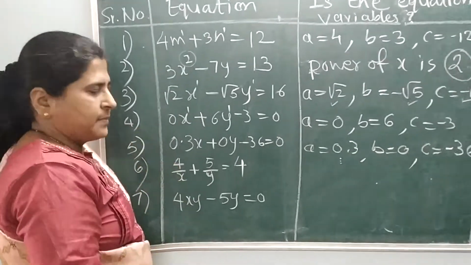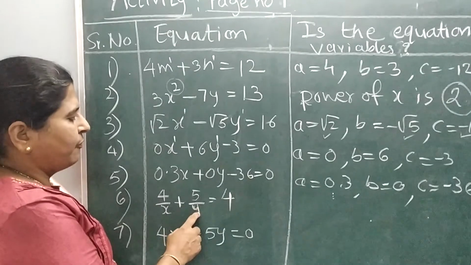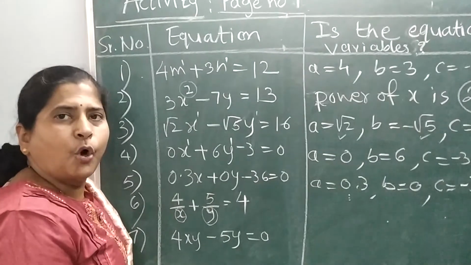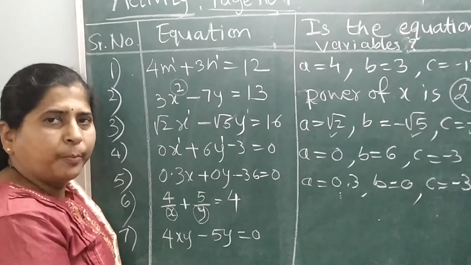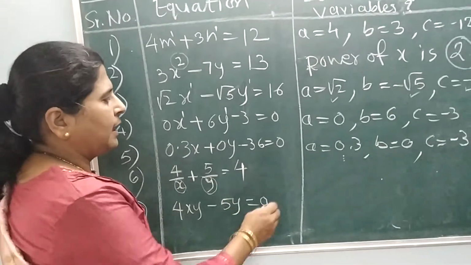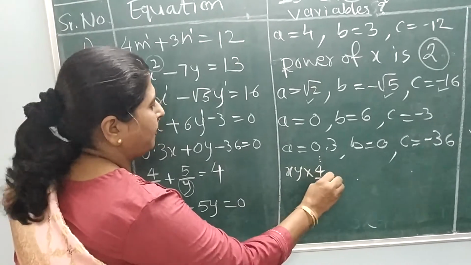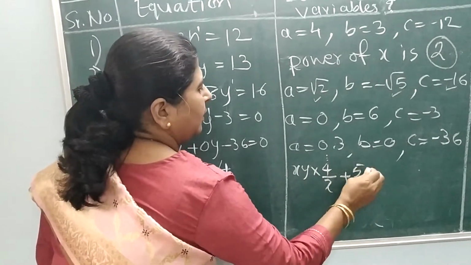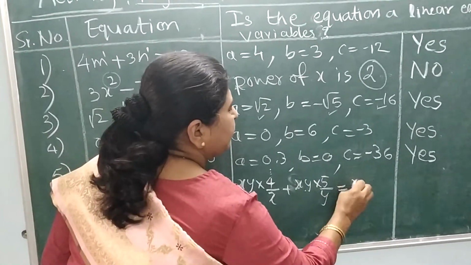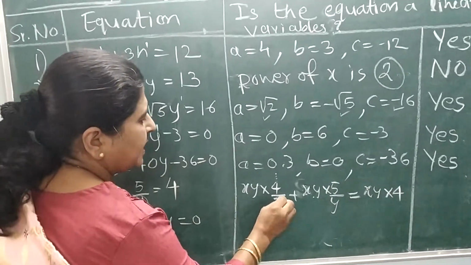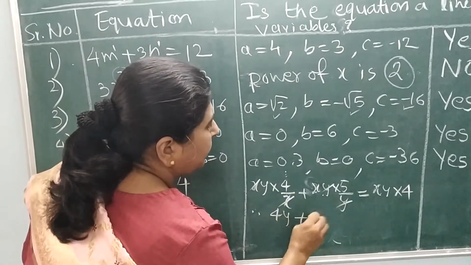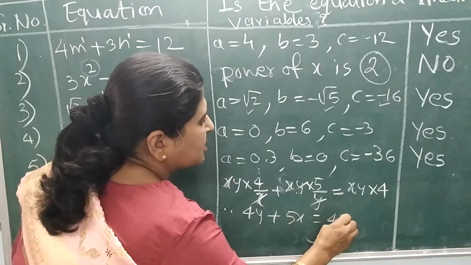And what about the sixth example? 4 upon x plus 5 upon y is equal to 4. Now, it's tradition that we never keep variables in the denominator. To remove these variables from the denominator, the LCM of the denominators will be x into y. If we multiply each term by x into y, so xy into 4 upon x plus xy into 5 upon y is equal to xy into 4. So this x will get cancelled, y will get cancelled here. So this will become 4y plus 5x is equal to 4xy.